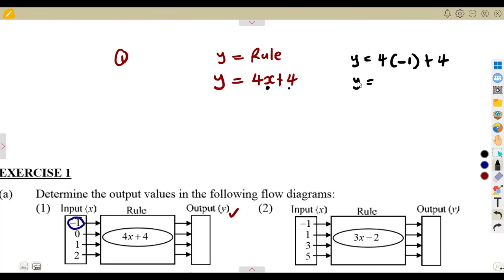If you are someone who has got issues with directed numbers, I'll advise you to use your calculator. If you understand it, you can just simplify, which is fine. But if you do not understand, then you have to use your calculator. What I'm simply saying is: 4 times -1 is -4, plus 4, that's 0, meaning Y gives us 0. So the value of Y corresponding to X equal to -1 is 0. That is the output. If you're having directed numbers problems, just use your calculator.